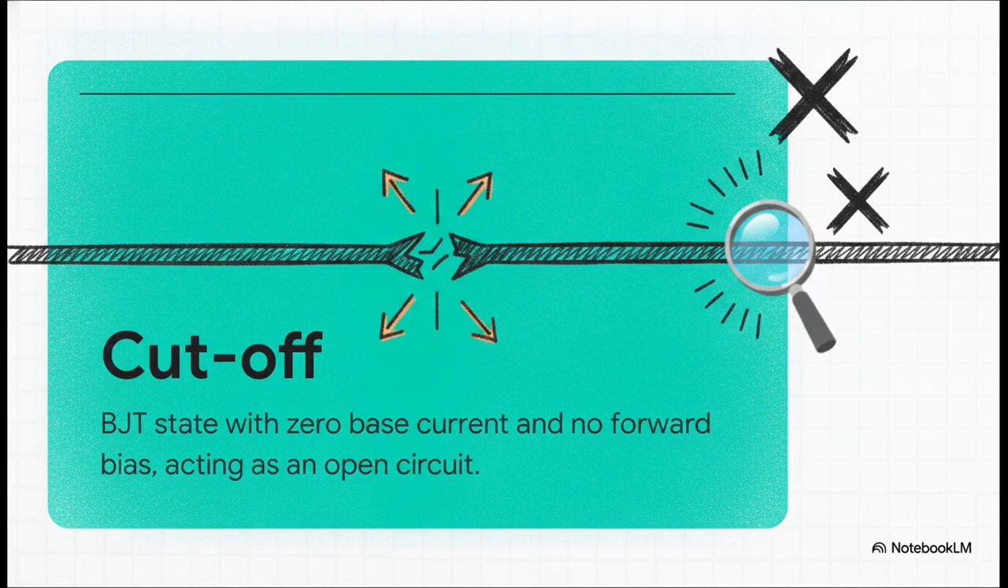Then, in stark contrast, we have cutoff. This is the state where your base current is dropped down to zero. Neither junction is forward biased. The flow of majority carriers just completely stops, which creates what is essentially an open circuit between the collector and the emitter. So in this state, the transistor is completely off.